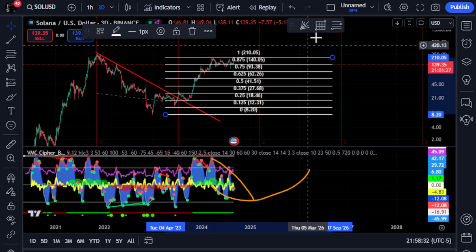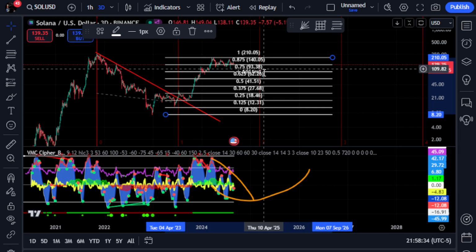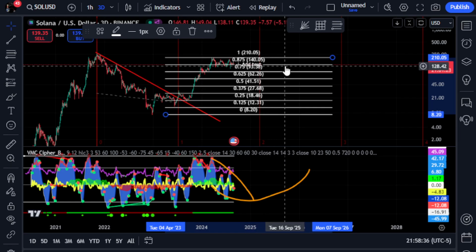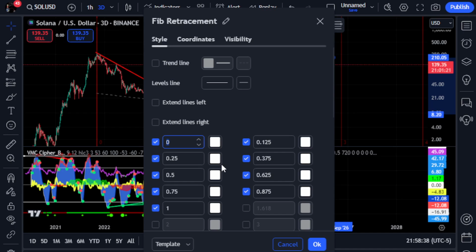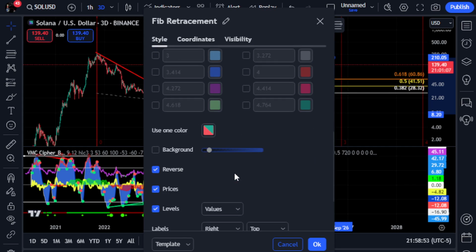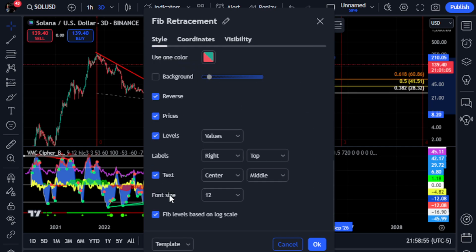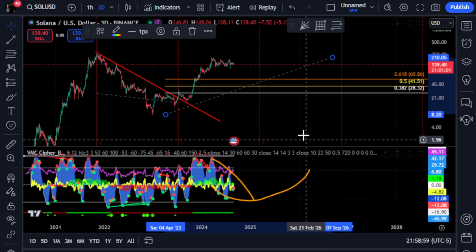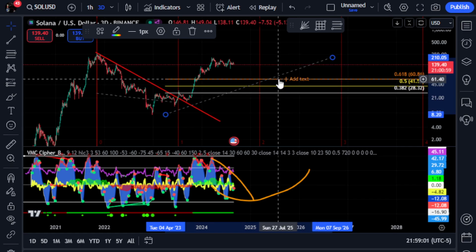So until then, we will assume that we will continue on. So let's change this and let's look at our Fibonacci levels. Here, I've got our regular levels. I've turned a bunch of them off. Let's just focus on our 382 and our 618. I've selected it so Fib levels are based on a log scale, so these are percentage changes in value.